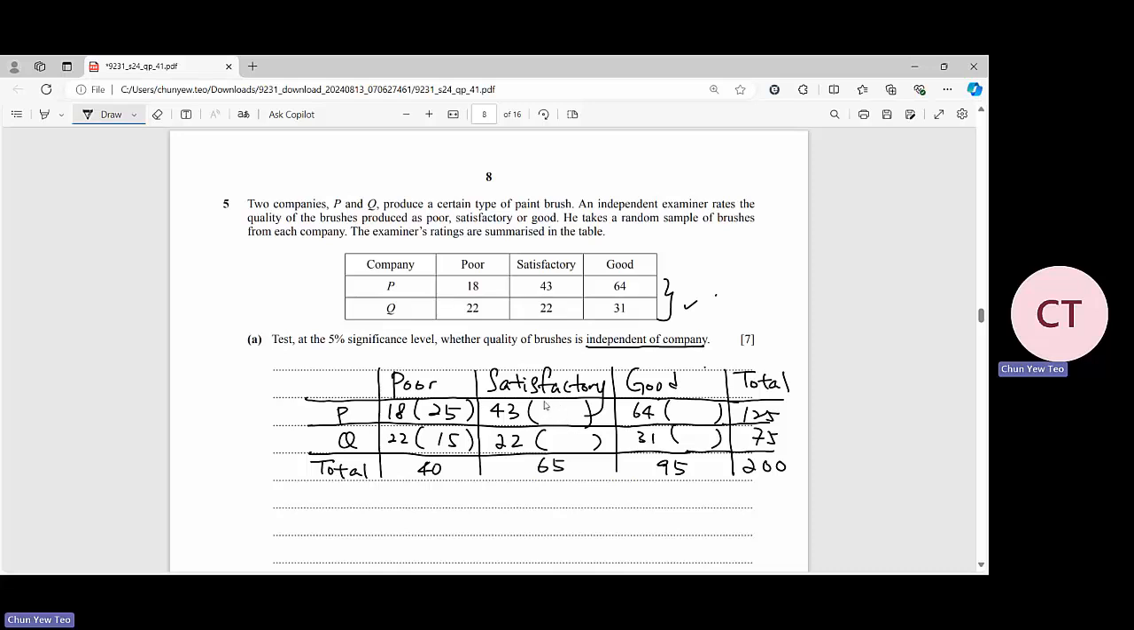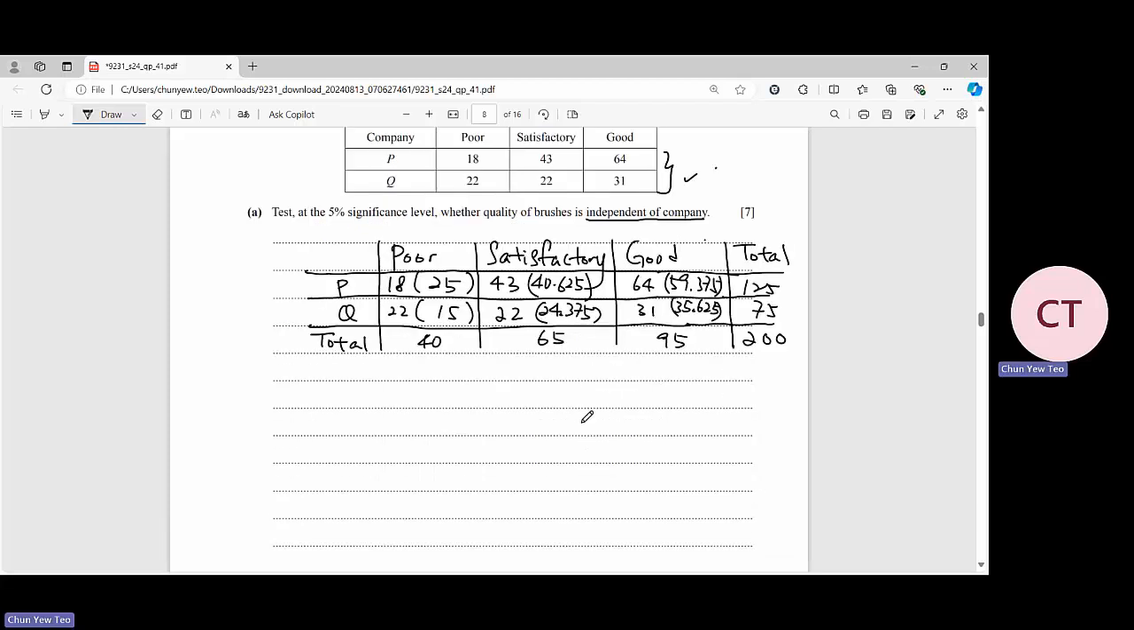Okay, so here to save time, I calculated the expected frequency already. Both of them added together must be 65. So this one is 59.375. This one is 35.625. Okay, so this is the table that we have. Now we are ready to do the hypothesis test.